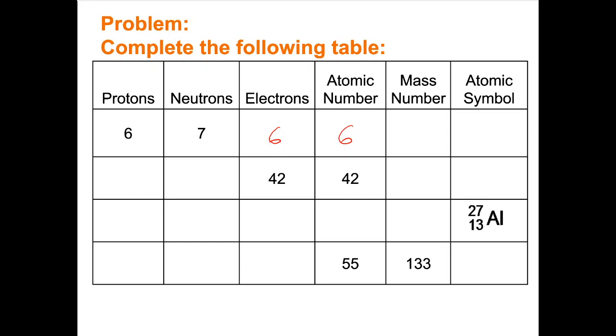So what's my mass number? Well, that would be 6 plus 7, so 13. And what's my atomic symbol? That would be this, 6, not 12. Give this a pause and try to fill the rest of this table in, and then we'll continue.